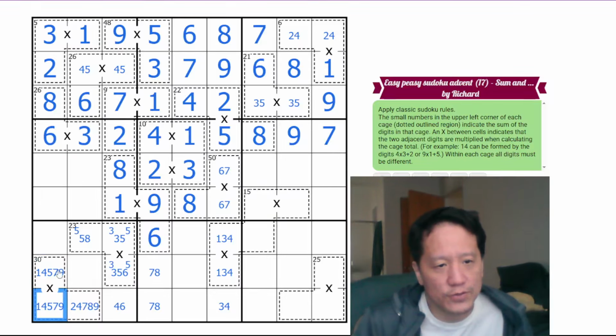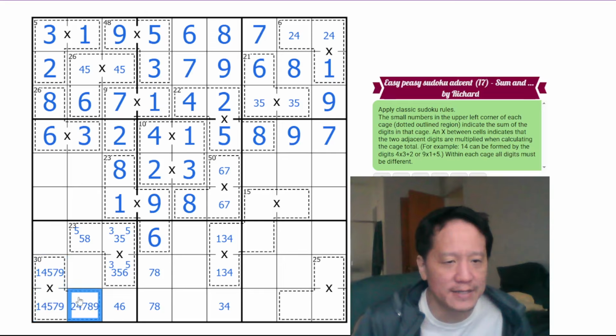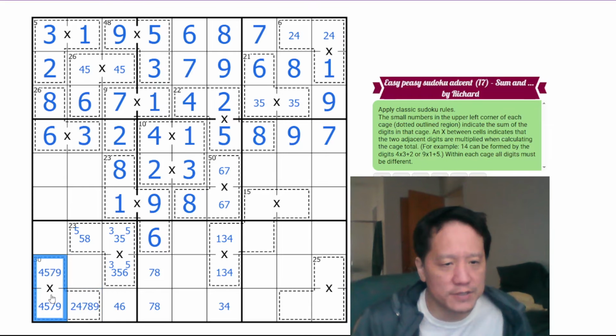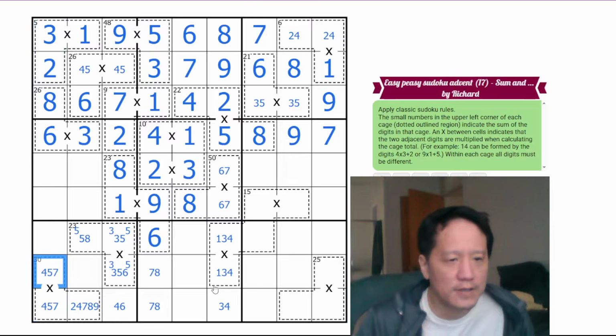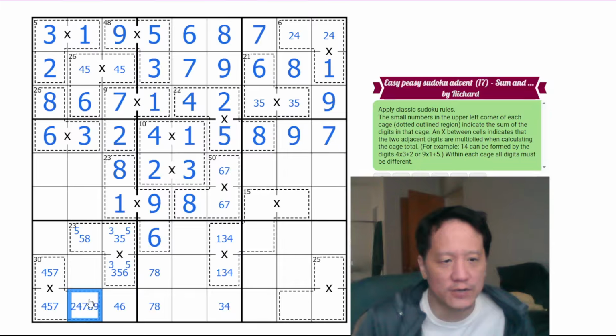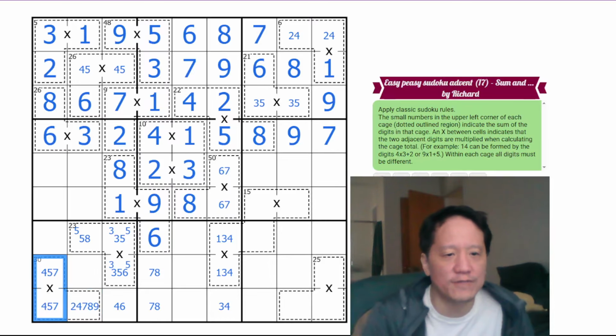Okay. 30 minus 2 works. It could be 4, 7. I don't think this can ever be 1. 1 times 9 at most is 9 plus another 8, which is only 17. So this cannot be 1. So 2 works with 4 and 7. Actually, can 9 ever be here? I think the answer is no. 4 times 9 is 36, which is way too large. So that cannot be 9. 4 times 5 doesn't work because that's 20, plus a single digit never adds up to 30. 5 times 7 is 35, which is too large. So this has to be 4, 7, and 2.